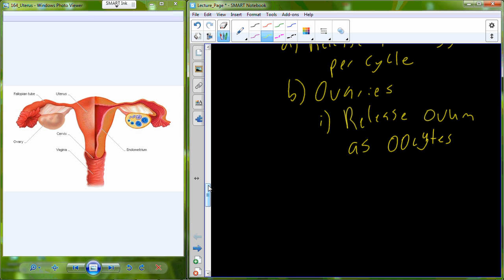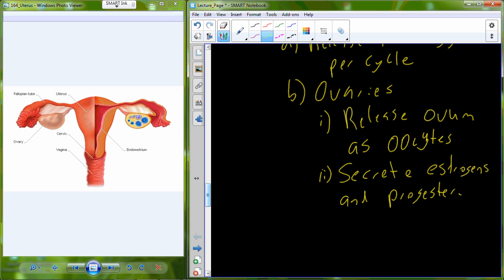The ovary is also responsible to produce two hormones. Those hormones are estrogens and progesterones. The estrogens and the progesterones. So these two hormones are going to come back, and you're going to see why these are critically important.